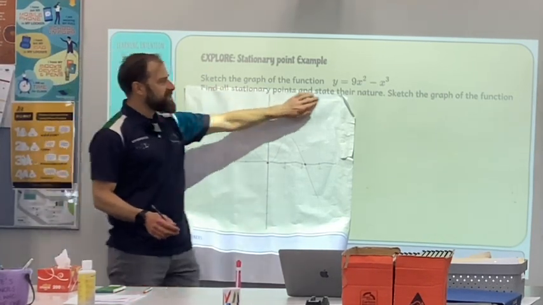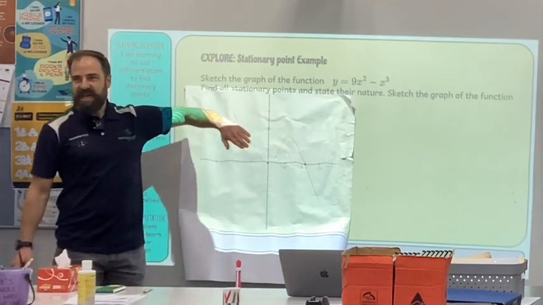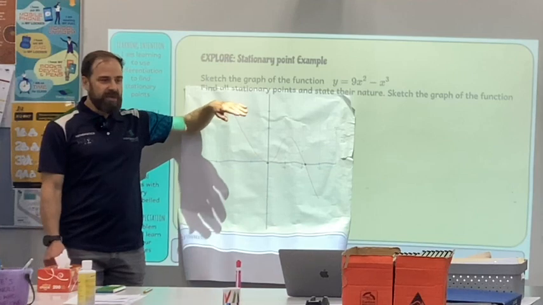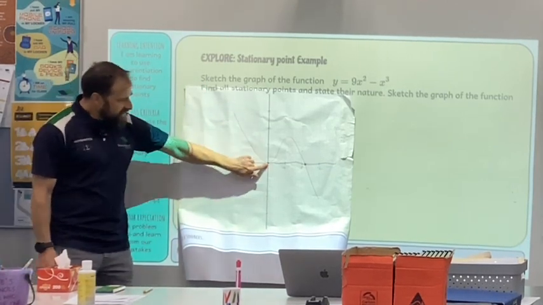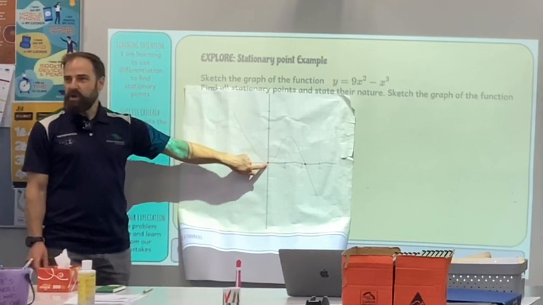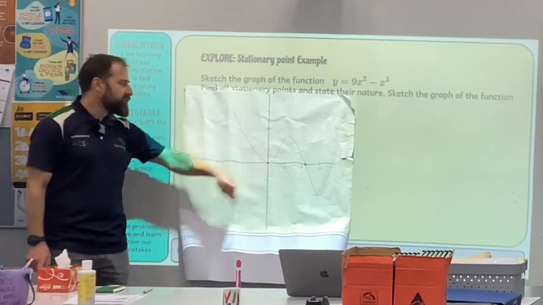Now that we have graphed our polynomial, we have graphed our cubic function, what we actually want to do is find these stationary points and state their nature. So the idea of the nature comes back to, is it a maximum, a minimum, or a point of inflection? This stationary point right here, is it a local maximum, local minimum, or a point of inflection? Local minimum, beautiful.